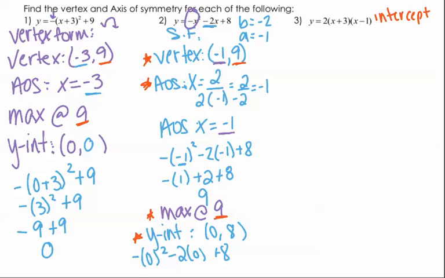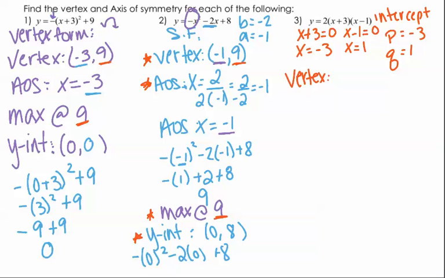First thing I want to do is find my p and q values by solving those factors. So x plus 3 equals 0 and x minus 1 equals 0. So this will give me x equals -3 and x equals 1. It doesn't matter which one's p and which one's q. I'm just going to go ahead and say p is -3 and q is 1.